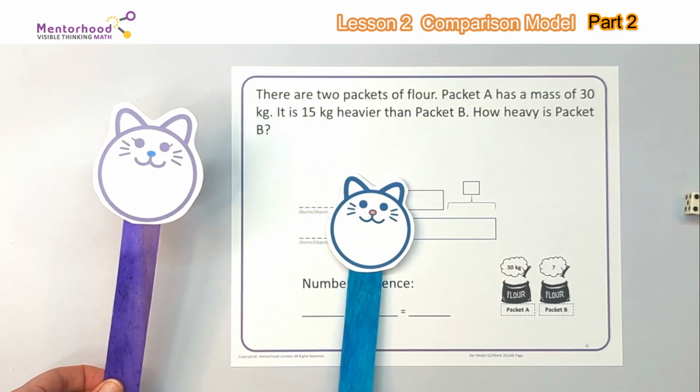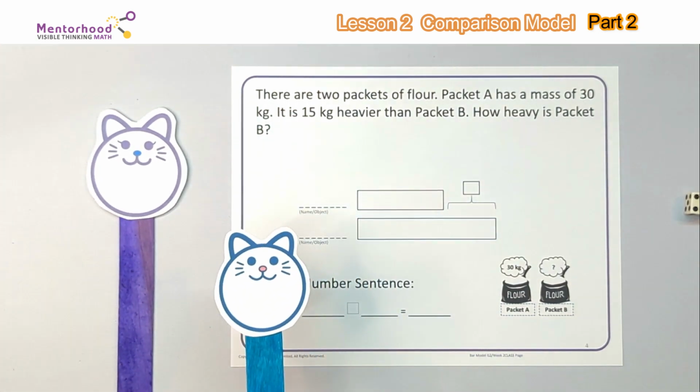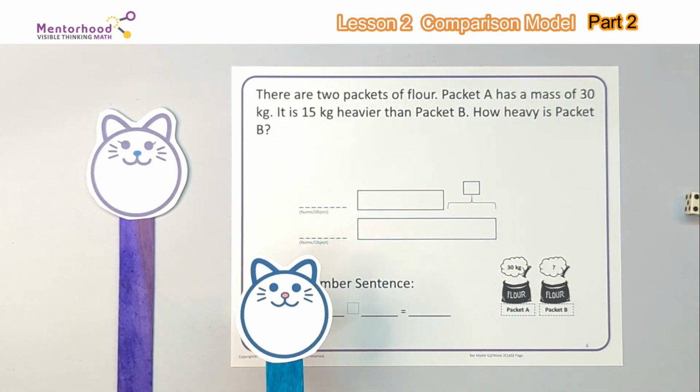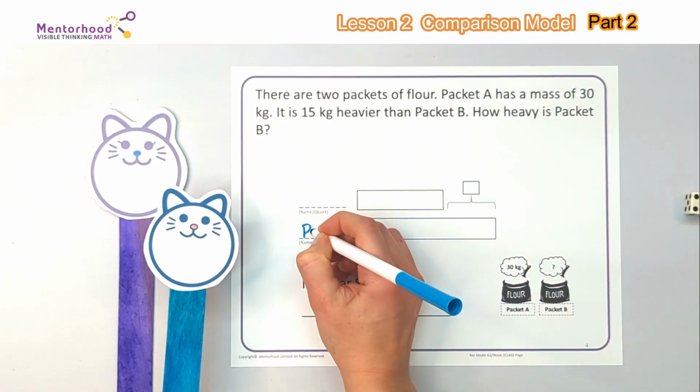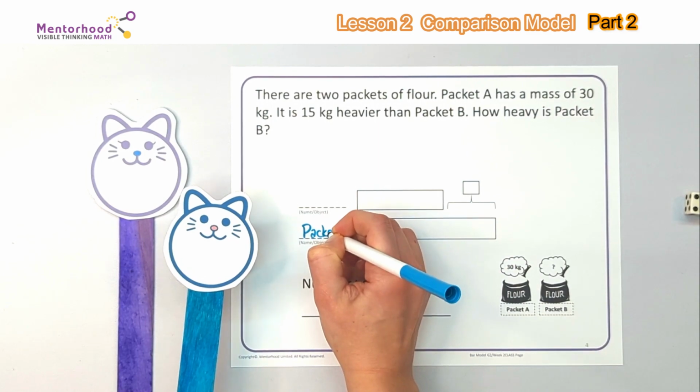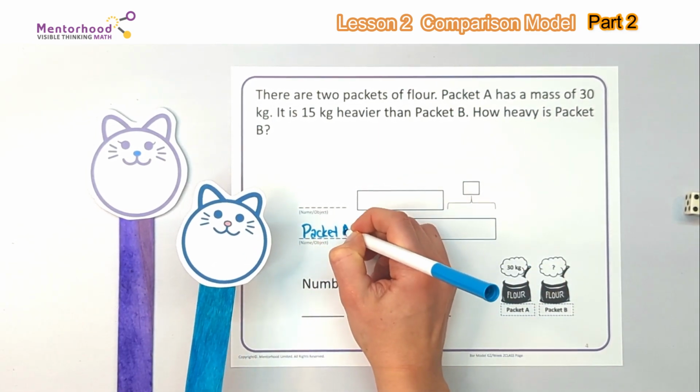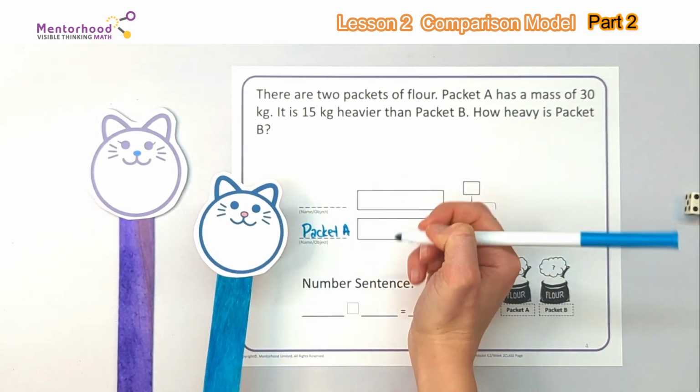Of course, Mathy. All right. So, packet A is heavier. Packet A. And that must mean that packet B is the smaller box.